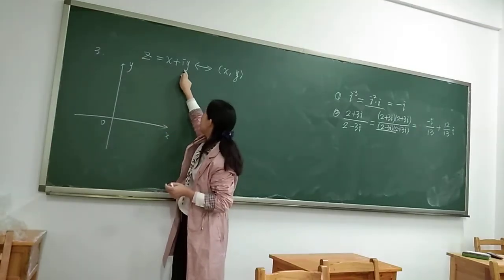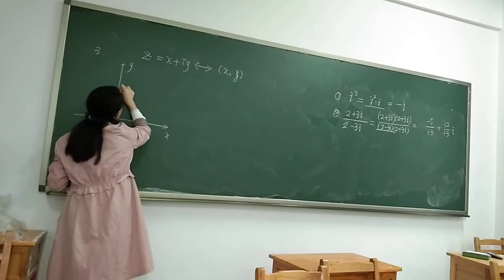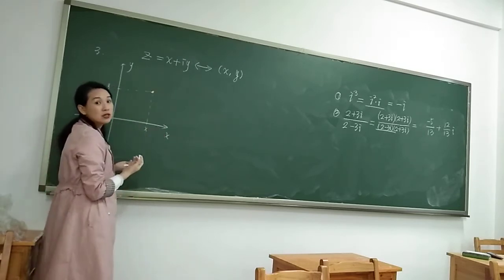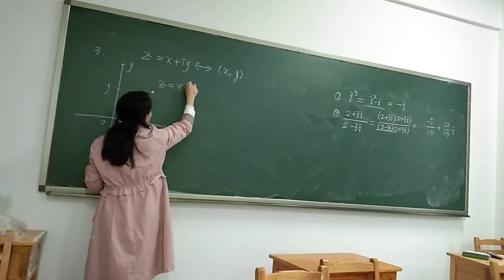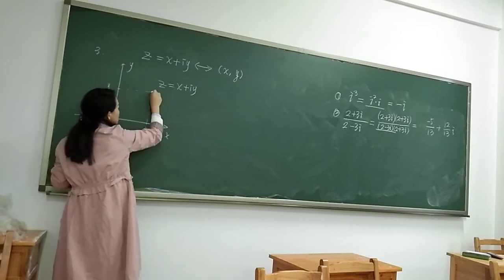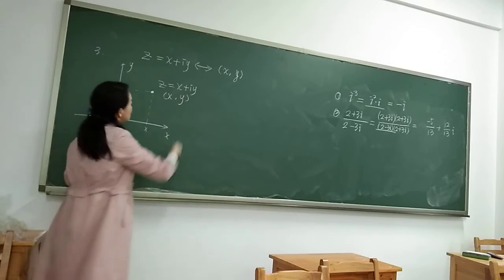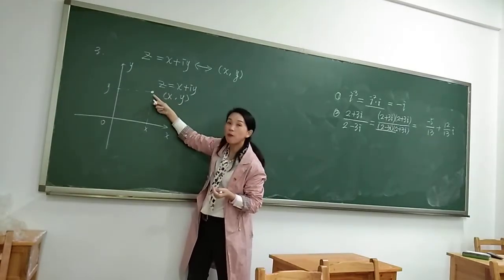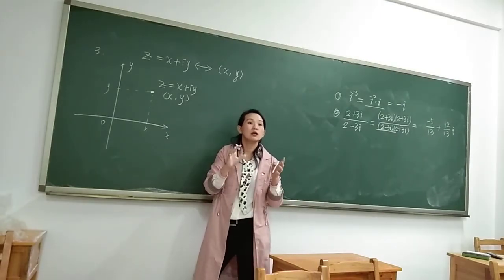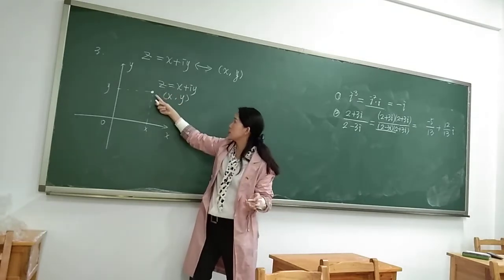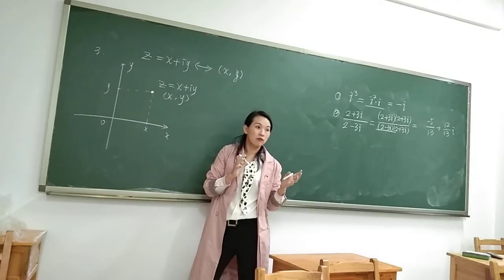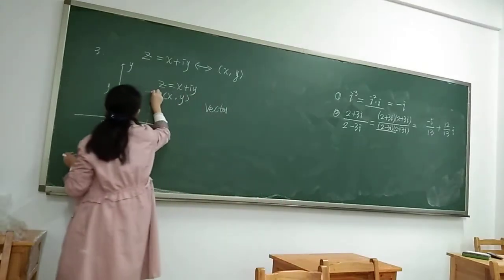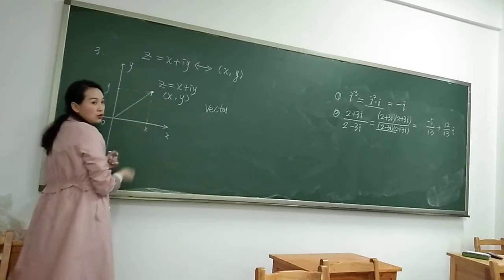If z equals x plus iy, x is here and y is here. So we can say this is a point, this point z is x plus iy. We can also say this point is (x, y). They are the same. So z is not just a number, it is a point. If z is a point, then we can say z is also a vector. Yes or no? If z is a vector, we know its length.